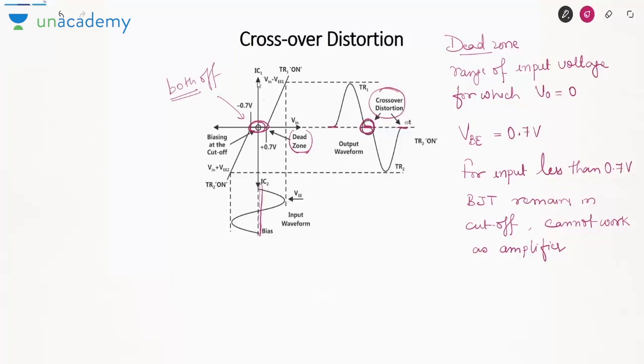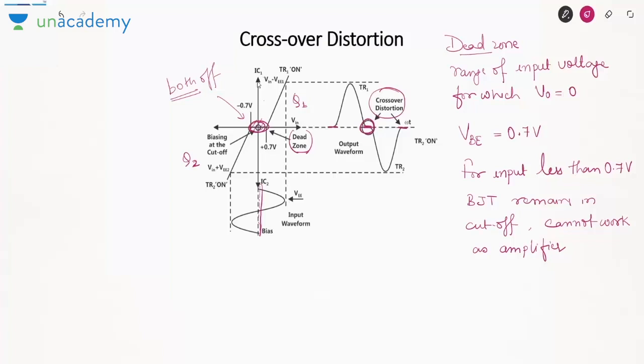Is this point clear? Suppose there are two BJTs, Q1 and Q2. One is designed to work in the positive region and the other in the negative region. Both will be off in the dead zone. None of the BJTs will conduct. So even after applying the input voltage, we will not get the output voltage. And that will lead to the non-sinusoidal nature of the waveform. This type of distortion is called crossover distortion.